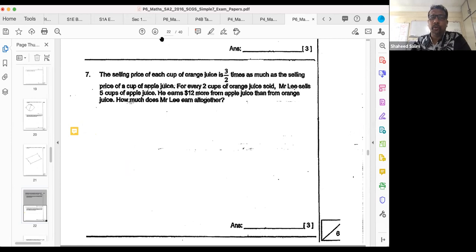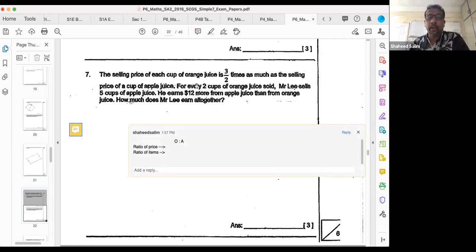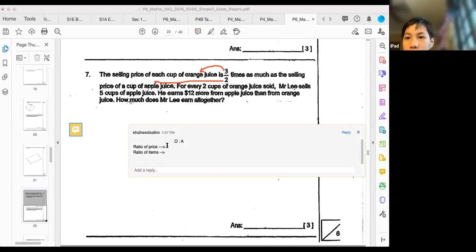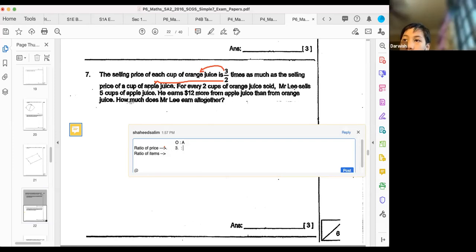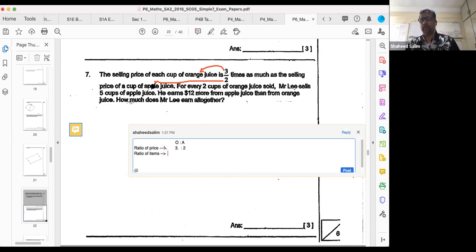Ratio of price. Do you know first? Okay, they tell you now it's a ratio. The price of the orange is 3 times the price of the apple. So down here actually you can do the price. How much is this? This is 3. This is 2. Okay, so if this is $3, this one is $2. Items. For every 2 cups of orange juice sold, how much is sold for the apple juice? 5.